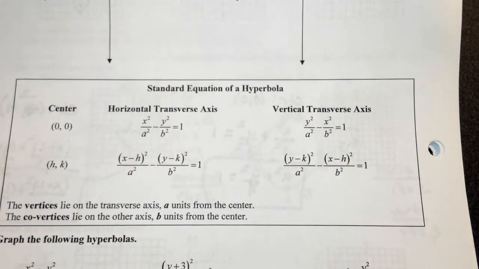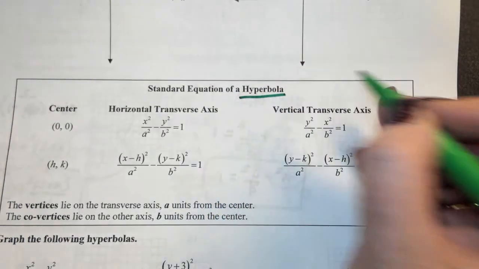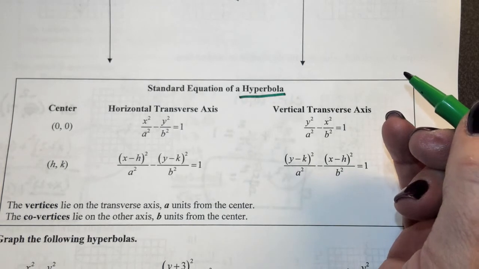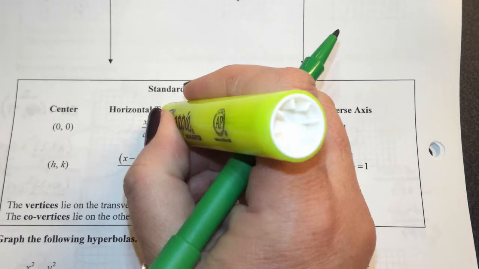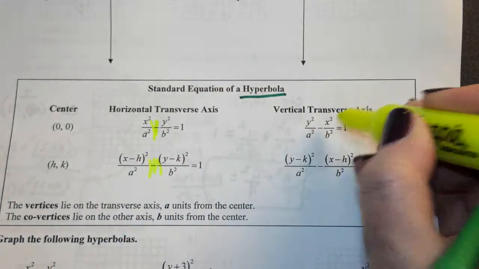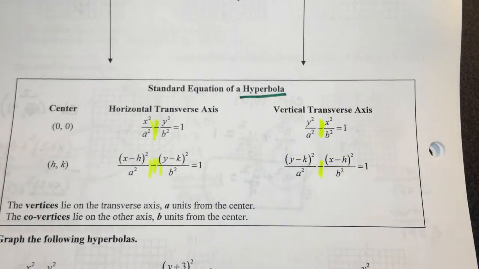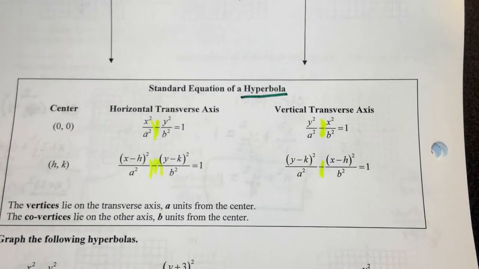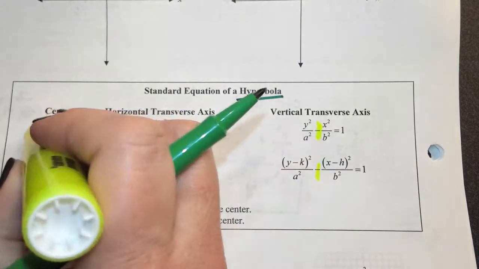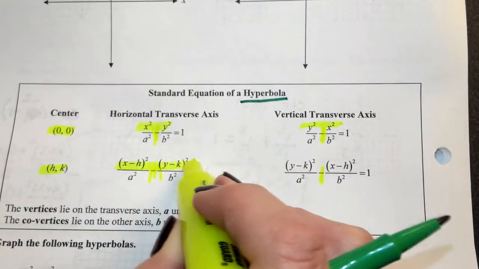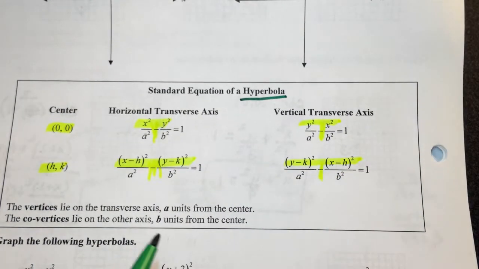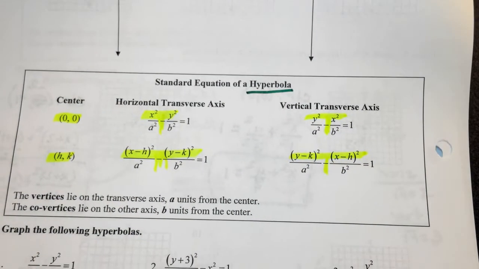Now, one thing I want to bring to your attention, the equations of a hyperbola look almost exactly the same as the ellipse. There's only one small difference: the subtraction sign. Remember, circles and ellipses have the plus. The hyperbola will have the subtraction sign. You still find the center exactly the same way as you do with ellipses and circles. You look at the numerators and you're going to find the center.